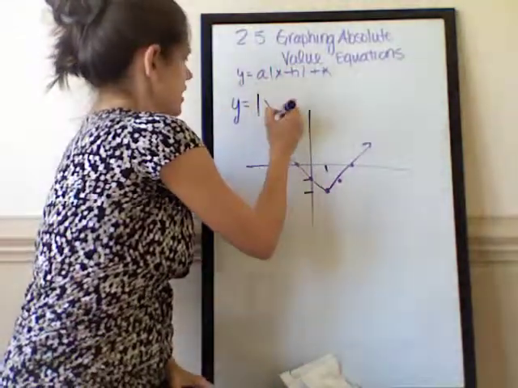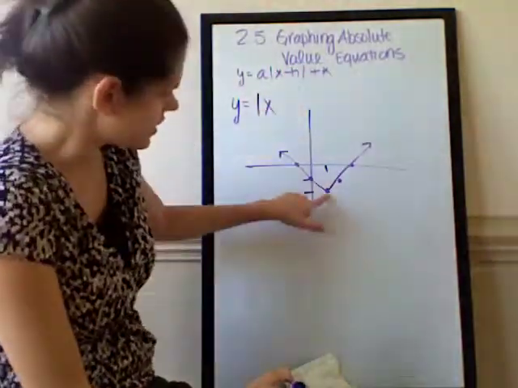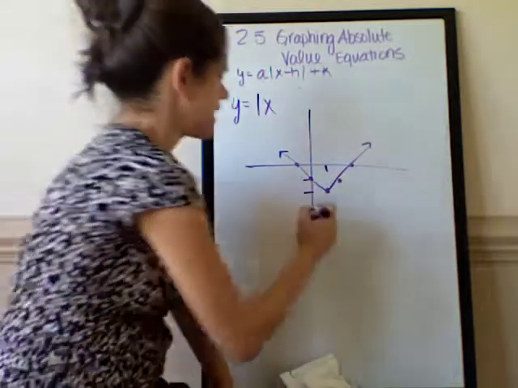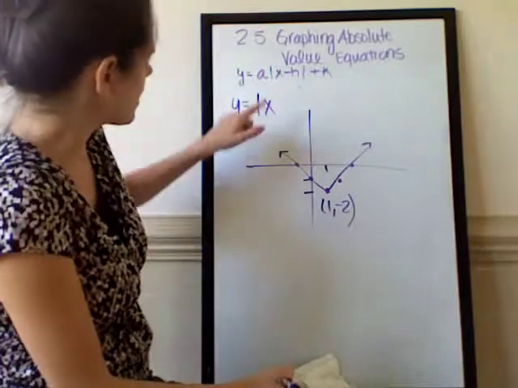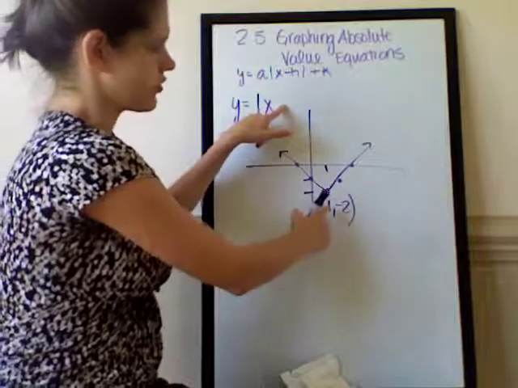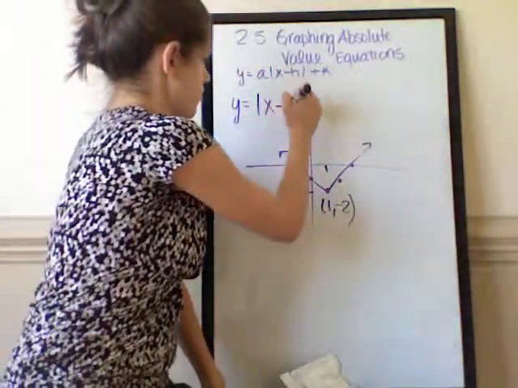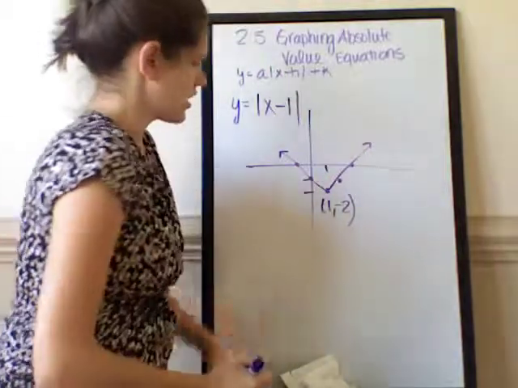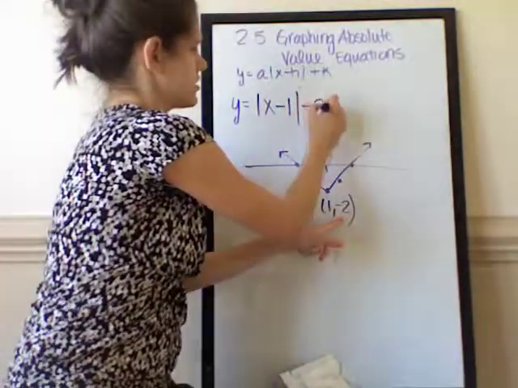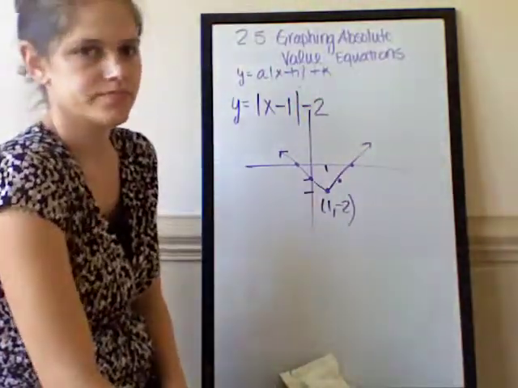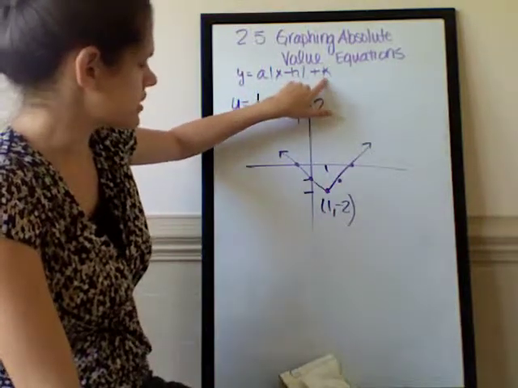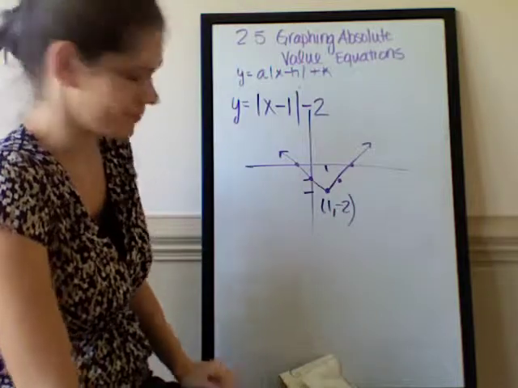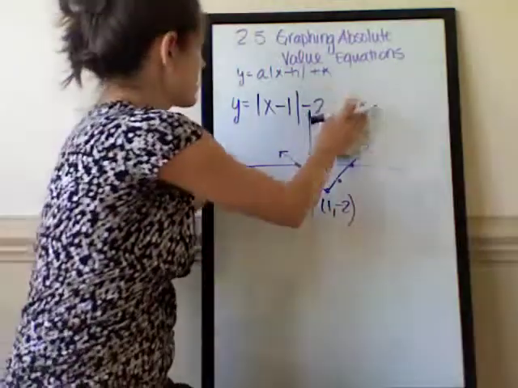So now let's start on the absolute value part. This is my vertex, and this is at 1, negative 2. That means that this value, remember it's going to be opposite, so negative 1 and minus 2. Okay, I plugged in 1 for h, and I plugged in the minus 2 for the k. Let's try another one.